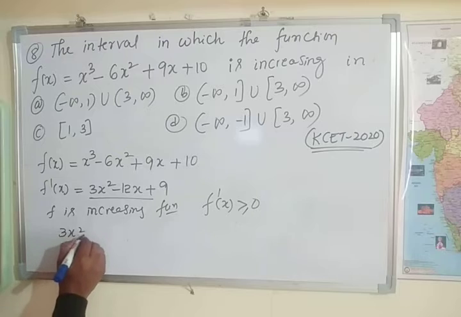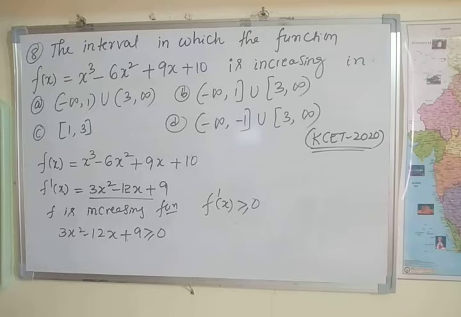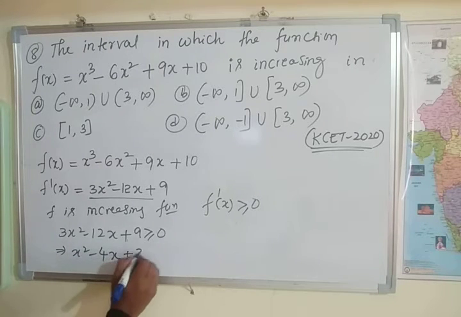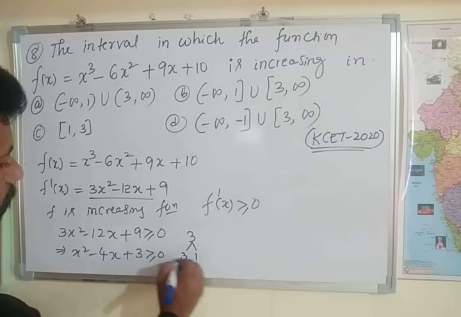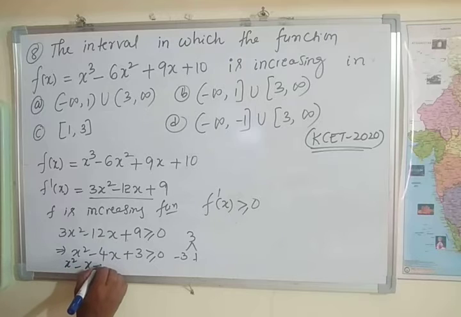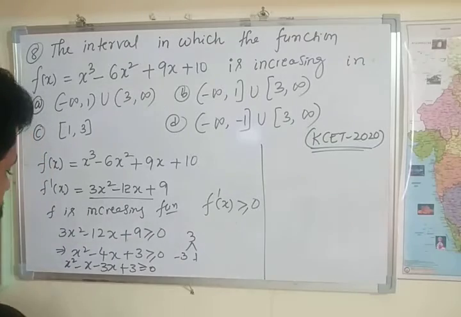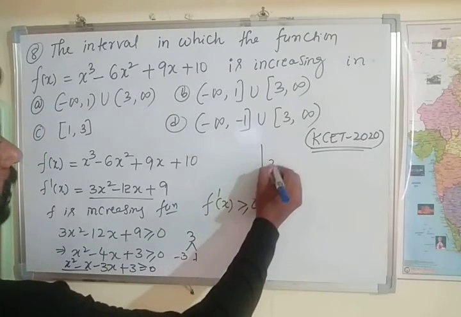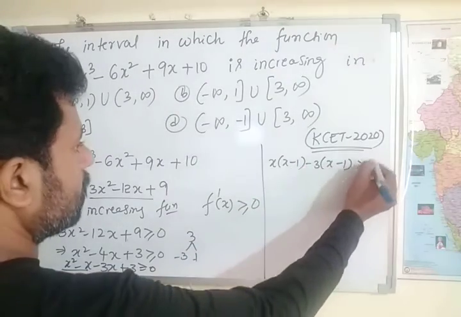Means 3x square minus 12x plus 9 is greater than or equal to 0. Now divide by 3 on both sides, otherwise we can take 3 common. This implies x square minus 4x plus 3 is greater than or equal to 0. Now simplify. The coefficient of x square is 1 and the constant term is 3, so 3 ones are 3 and minus 3 minus 1 is minus 4. So x square minus x minus 3x plus 3 is greater than or equal to 0. Taking x common, x of x minus 1 minus 3 of x minus 1 is greater than or equal to 0.